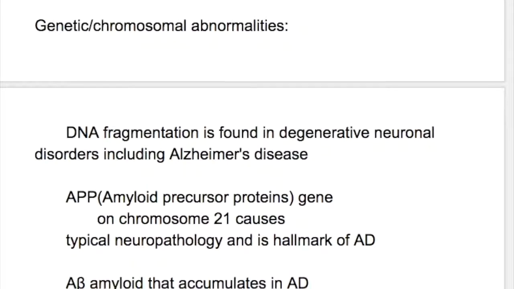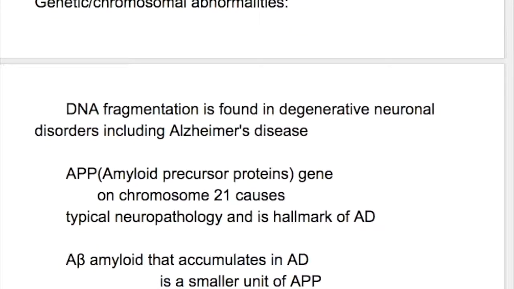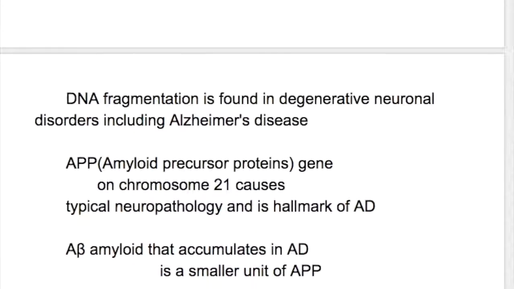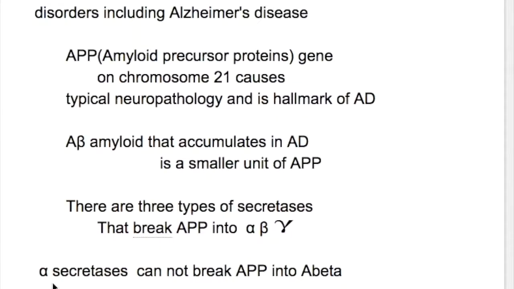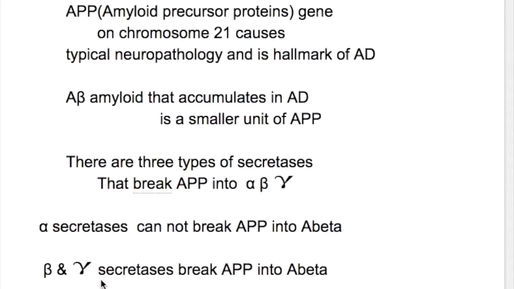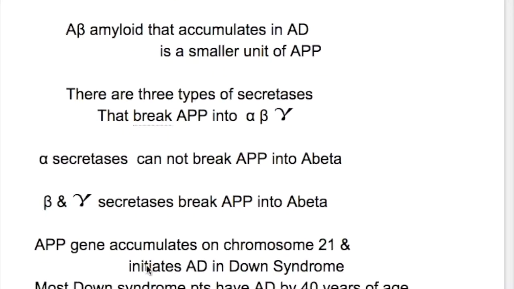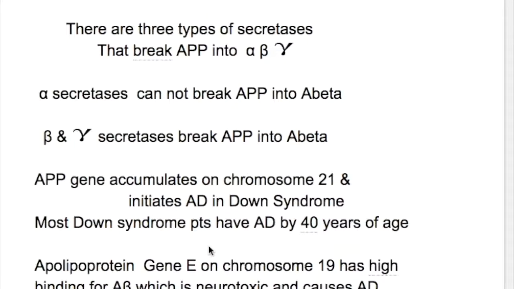A-beta amyloid that accumulates in Alzheimer's disease is a smaller unit of APP. There are three types of secretases that break APP into alpha, beta and gamma parts. The alpha secretases cannot break APP into A-beta, but beta and gamma secretases break APP into A-beta. APP gene accumulates on chromosome 21 and initiates Alzheimer's disease in Down syndrome. So it's the accumulation of APP gene on chromosome 21 in Down syndrome. Most Down syndrome patients have Alzheimer's disease by the age of 40.